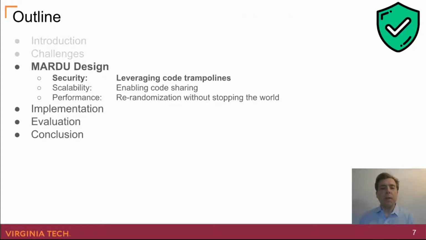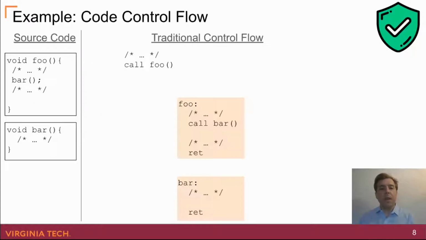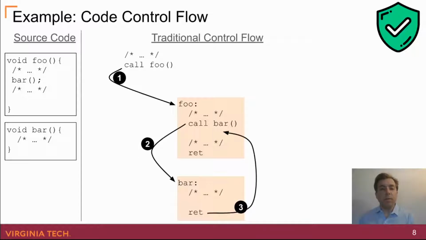So we'll now present the design of MARDU, and first we'll go over what code trampolines are and how MARDU leverages them to achieve security. In a traditional control flow, when a function is called, like foo or bar, a return address is saved and the control flow jumps directly to the function body. At the end of a function, we use the saved return address to get back to the previous call site. This traditional control flow exposes return addresses on the stack to being corrupted by vulnerabilities such as buffer overflows.